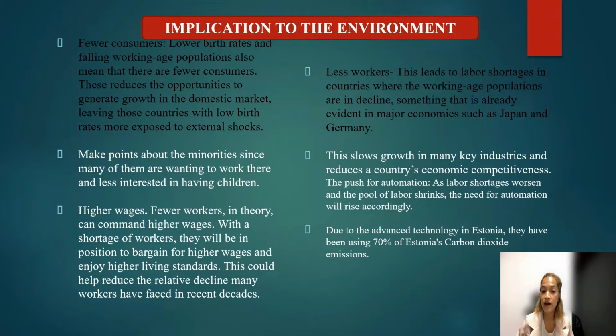The push for automation. As labor shortages worsen and the pool of labor shrinks, the need for automation will rise accordingly. And fewer workers, in theory, can command higher wages. With a shortage of workers, they will be in a position to bargain for higher wages and enjoy higher living standards. This could help reduce the relative decline many workers have faced in recent decades. Due to the advanced technology in Estonia, they have been using 70% of Estonia's carbon dioxide emissions.